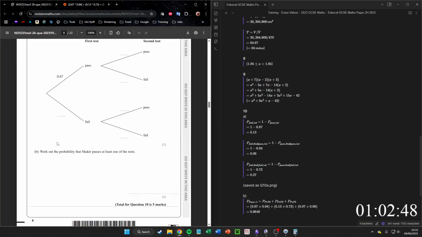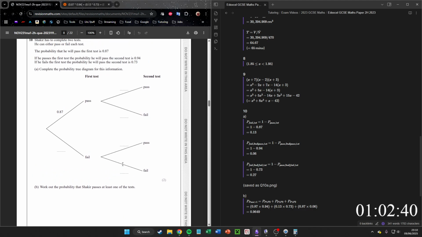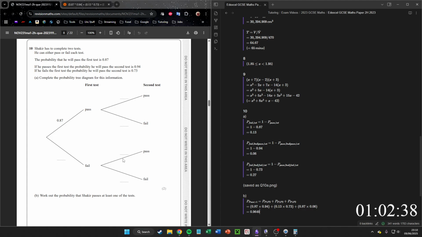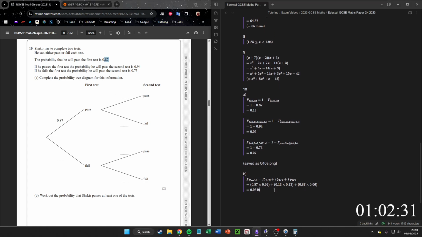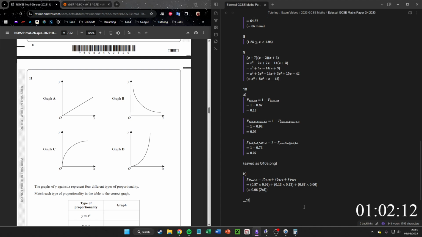I'll check exactly how it wanted me to give the answer. It didn't specify a number of significant figures. So I think if it's not specified how many significant figures, you use the significant figures that you're given. I was given 2 significant figures for all these answers, so I should say 0.96 to 2 significant figures is my final answer. Because that matches the number of significant figures that I was given, because there's probably some uncertainty on the data you're given, of course. 11.